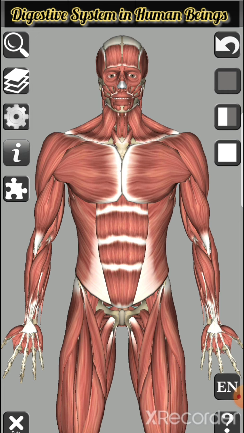In human beings. In today's part of the chapter we are going to focus on the digestive system in the human being. The digestive system in our body helps in digestion of food and absorption of nutrients from that digested food. There are different organs which participate in the digestion of food.